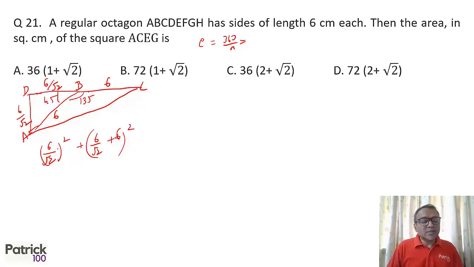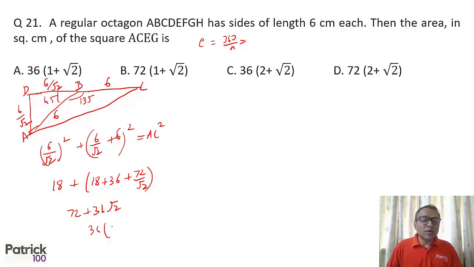Now, that is equal to AC square, which is the area of the square, side square. This becomes 36 upon 2, which is 18, plus 6 plus 6 upon 2 squared. That is a square 18 plus b square 36 plus 2 into a into b, that is 72 upon root 2. If we solve this, it becomes 72 plus 36 root 2. Take 36 common: 36 times 2 plus root 2, which is option C.